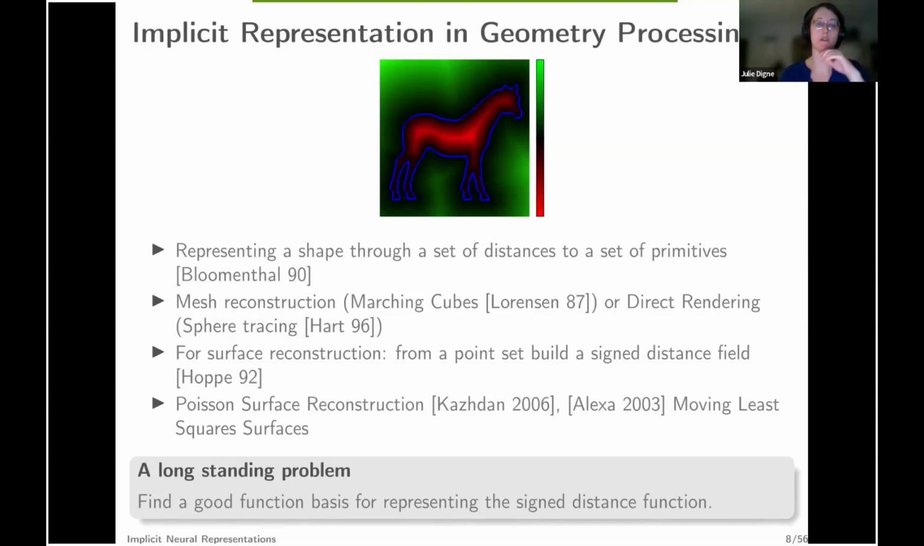So maybe the most well-known method for that is the method of Poisson surface reconstruction and its variants by Misha Kazhdan. But there are a lot of different ways of building the implicit potential, the implicit field. And it's actually a long-standing problem to find a good function basis for representing the signed distance function or the implicit function.